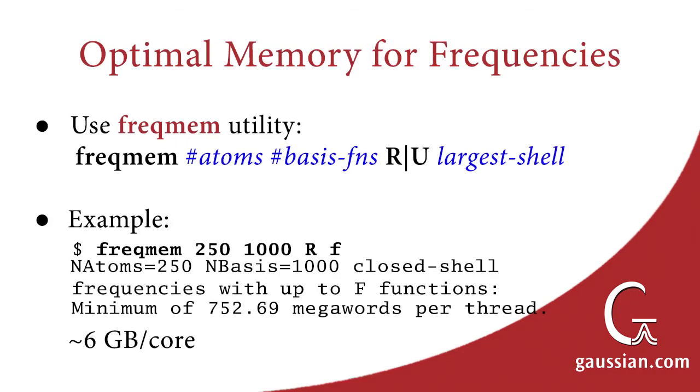The freqmem utility will calculate the amount of memory required for Hartree-Fock and DFT frequency calculations. In this example, a calculation involving 250 atoms, 1,000 basis functions, and a basis set including f functions will need about 6 GB per core.